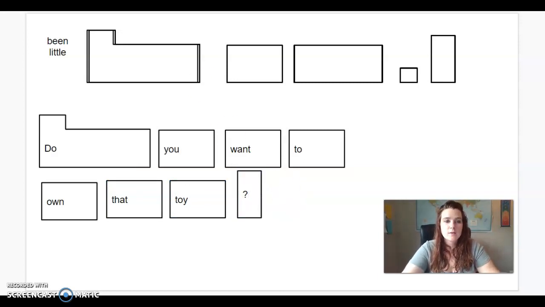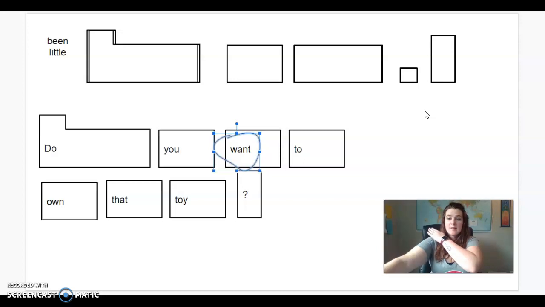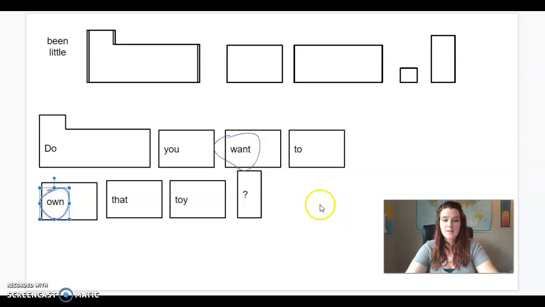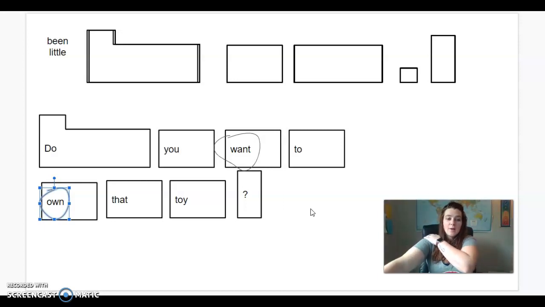All right, here's our next trick word. What do we think it is? Want. Say it, spell it, say it. Ready? Want. W-A-N-T. Want. All right, and our last one for today. What do we think it is? Own. Let's do it. Own. O-W-N. Own. Good job, boys and girls.